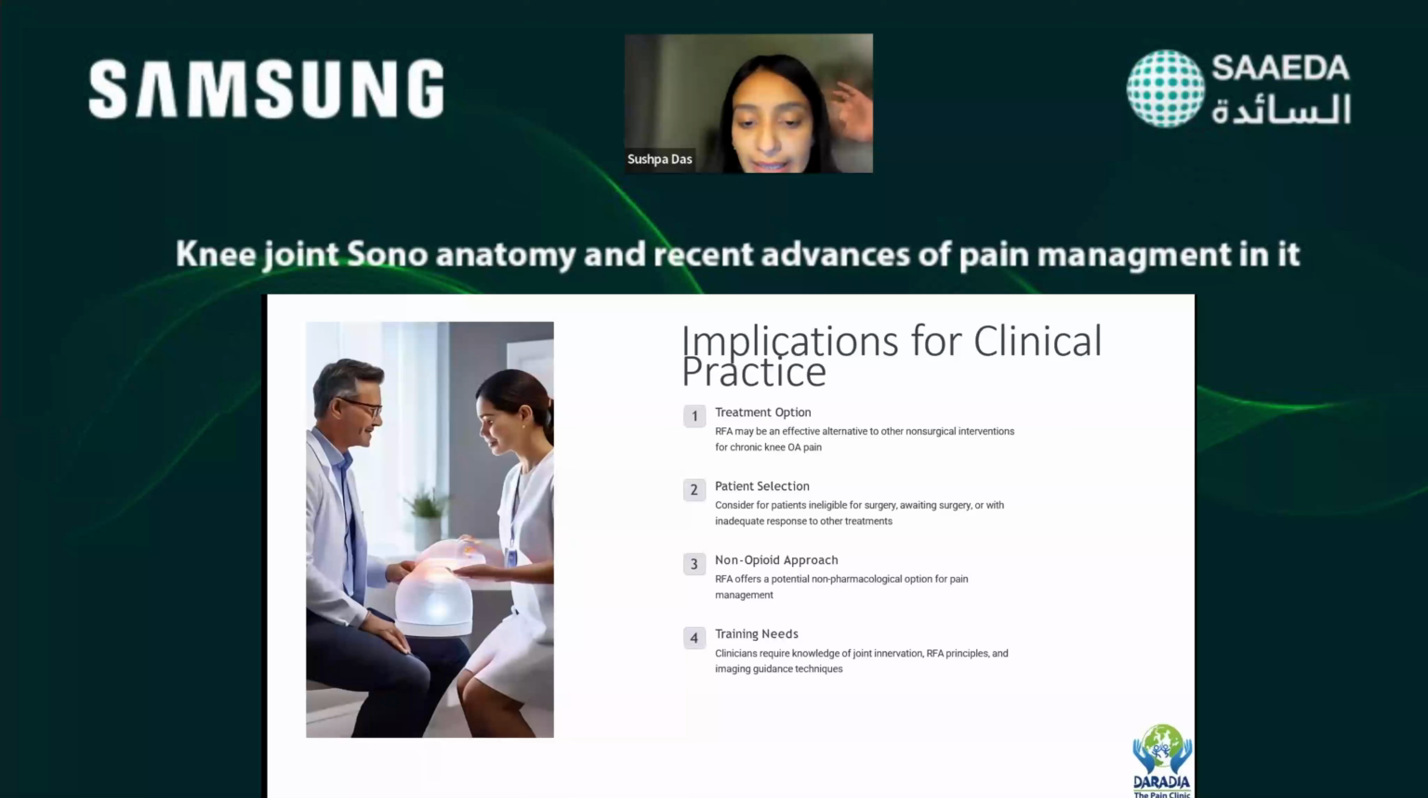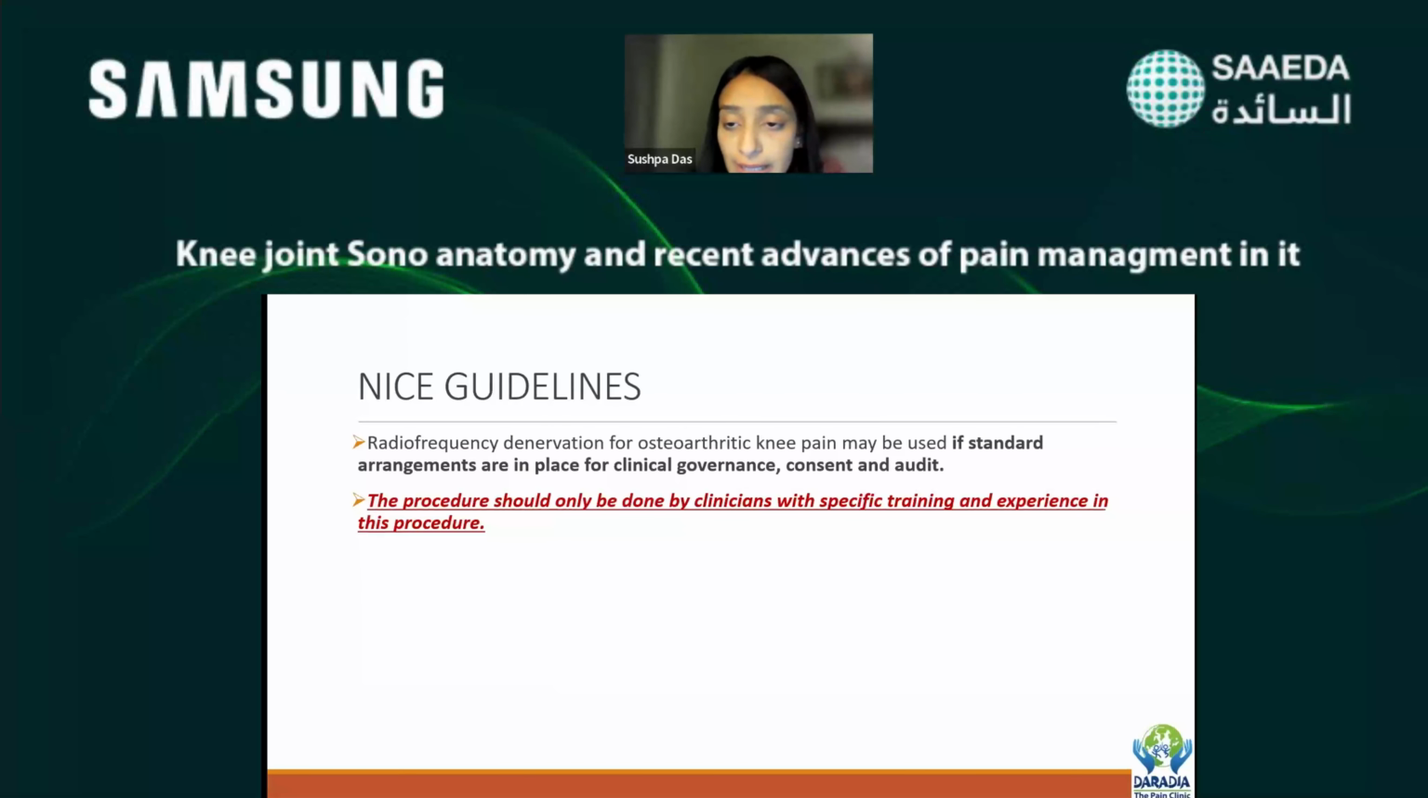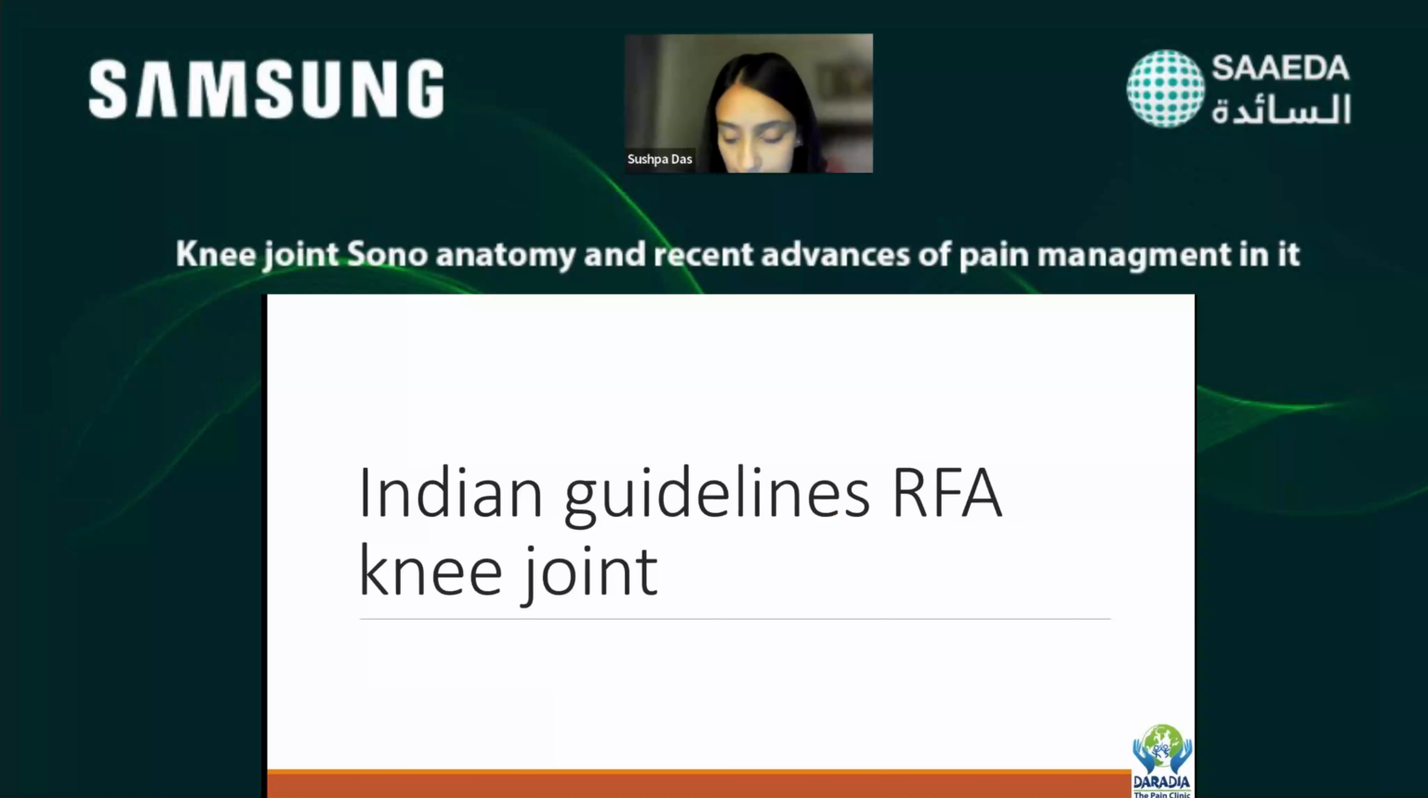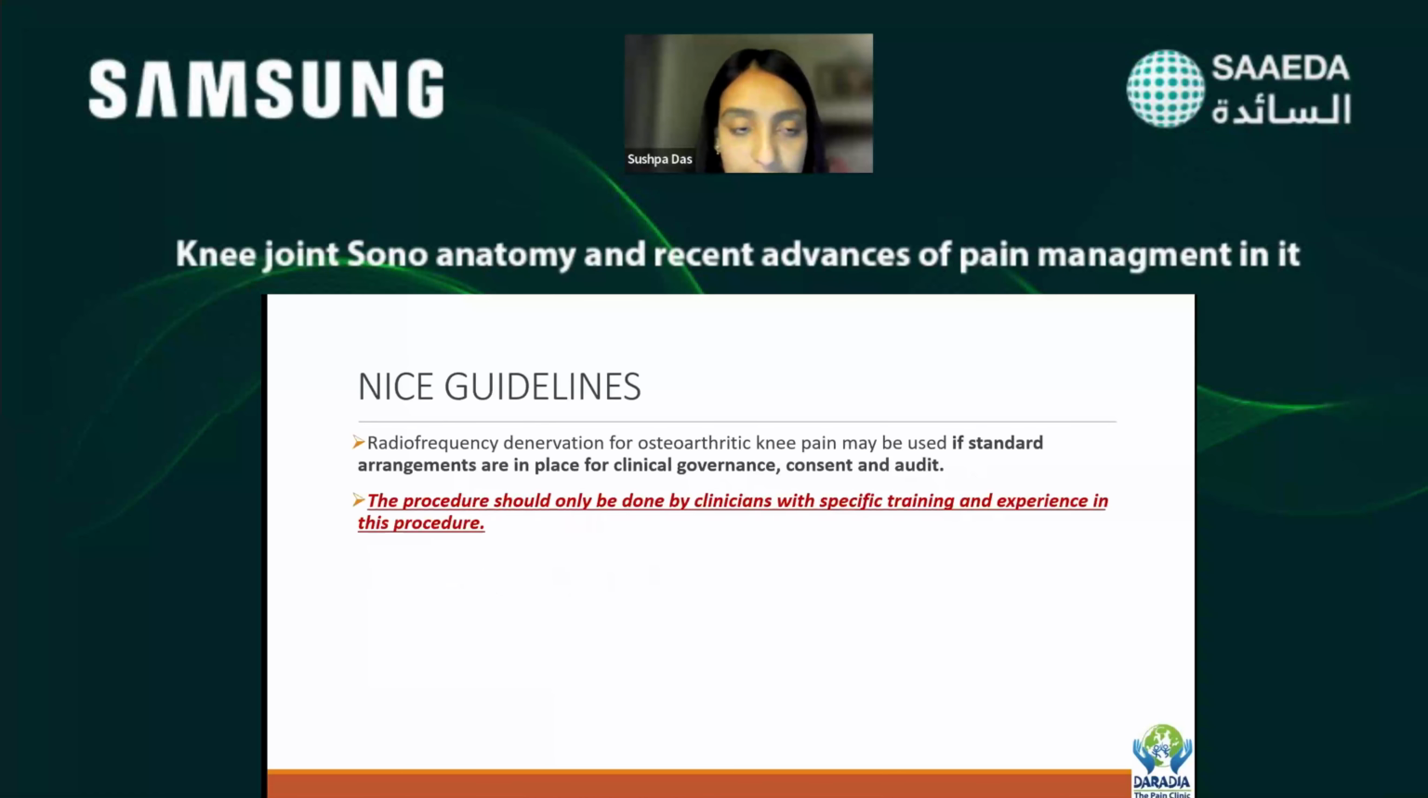The only thing is this radiofrequency ablation, if you are using the ultrasound, needs a longer learning curve. The clinicians need to be properly trained for using it. There are not too many guidelines regarding radiofrequency ablation, unfortunately, till now. Some have been published. So I will be speaking mostly about the NICE guidelines and the Indian guidelines that we have published for radiofrequency ablation.